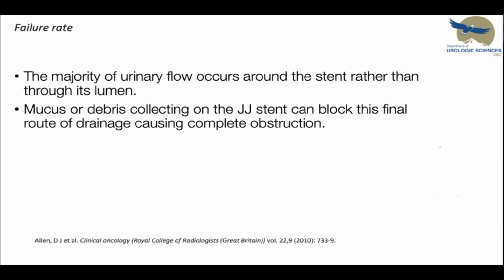When we talk about drainage, especially with the ureteric stent and malignant ureteric obstruction, we are concerned about the failure rate. An in vitro model that studied urodynamic flow of urine in a stented ureter found that the majority of urinary flow occurs around the stent rather than through its lumen. As extrinsic compression increases, this is reduced or even stopped, and intraluminal flow therefore becomes even more important. So any mucus or debris collecting on the double J stent can block this final route of drainage, causing complete obstruction.